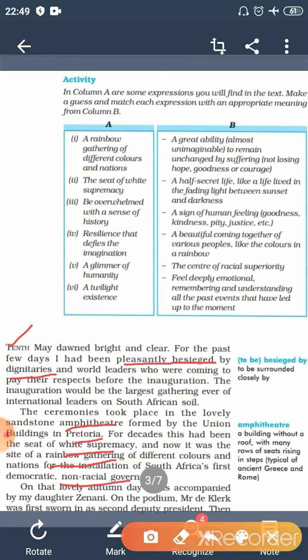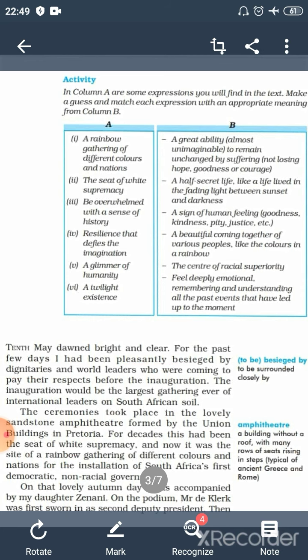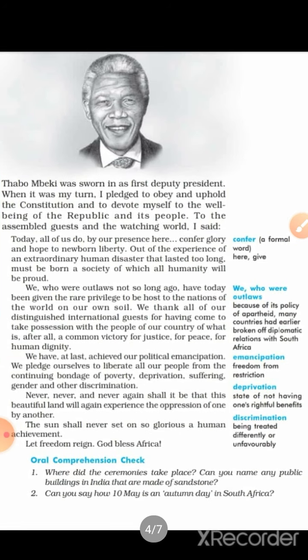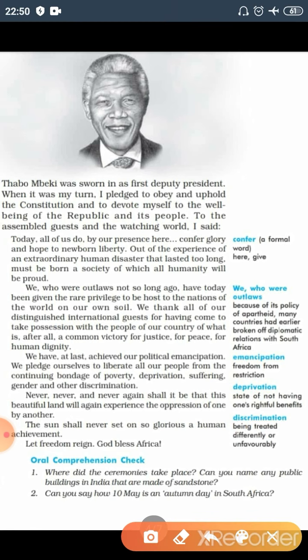On that lovely autumn day, I was accompanied by my daughter Zenani. On the podium, Mr. De Klerk was first sworn in as second deputy president. Then Thabo Mbeki was sworn in as the first deputy president. When it was my turn, I pledged to obey and uphold the constitution and to devote myself to the well-being of the republic and its people.